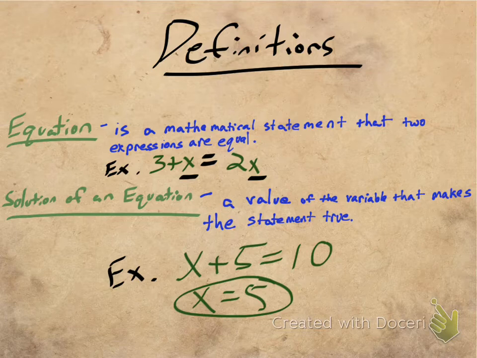So if I didn't, I'll review it real fast. An equation is two expressions that are equal. A solution to an equation is the value which makes those expressions equal. So like down here when we have x plus 5 equals 10, 5 plus 5 equals 10, so the value that's a solution is right there.